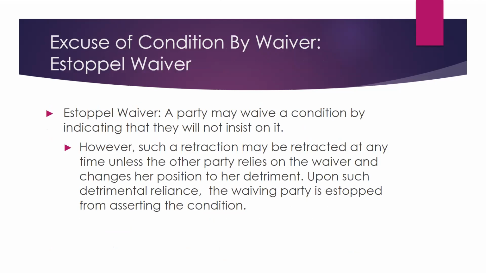Excuse of condition by waiver. Estoppel waiver. Estoppel waiver is when a party may waive a condition by indicating that they will not insist on it. However, such a waiver may be retracted at any time unless the other party relies on the waiver and changes her position to the detriment. Upon such detrimental reliance, the waiving party is estopped from asserting the condition.